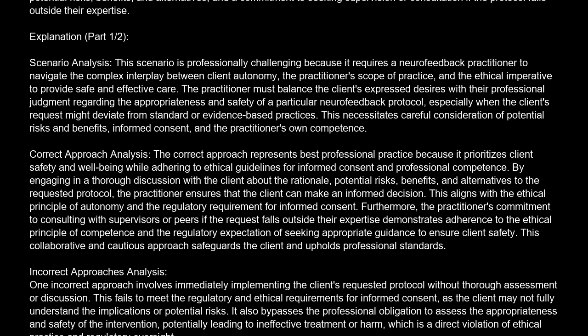Incorrect approaches analysis. One incorrect approach involves immediately implementing the client's requested protocol without thorough assessment or discussion. This fails to meet the regulatory and ethical requirements for informed consent, as the client may not fully understand the implications or potential risks.